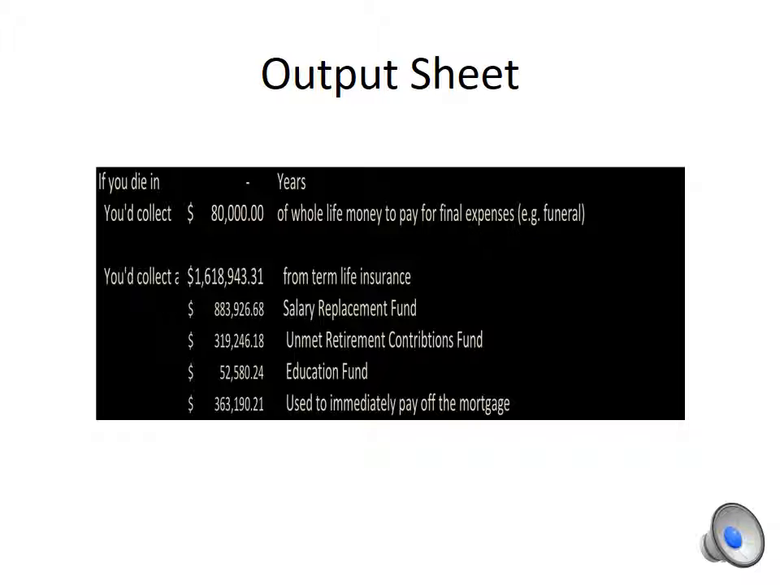And she also needs a term life insurance policy in the amount of about $1.6 million. About $884,000 of that amount would be used for a salary replacement fund if she were to die now. About $319,000 of that would be used for the unmet retirement contributions fund. About $53,000 would be used to set up an education fund, and about $363,000 is what would be required right now to pay off the mortgage.